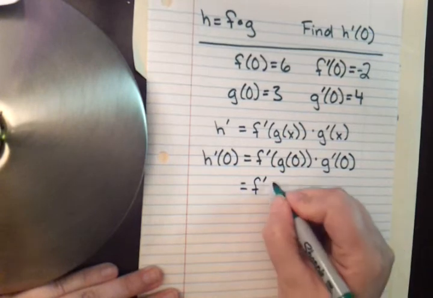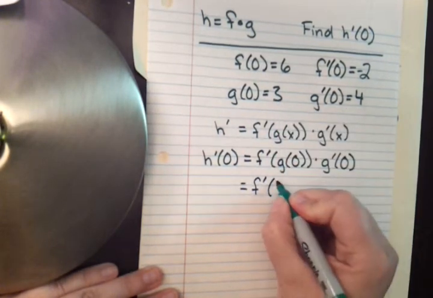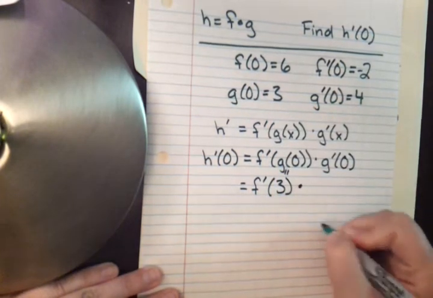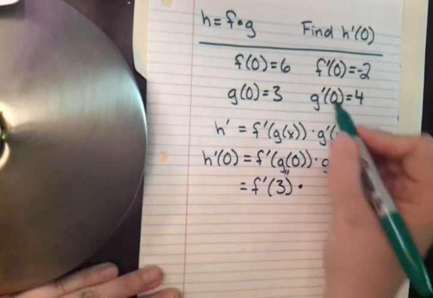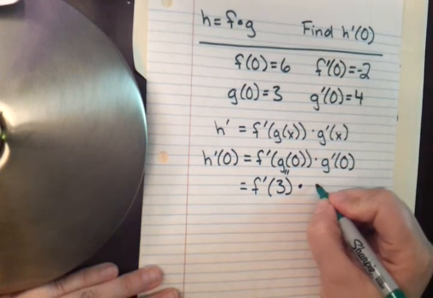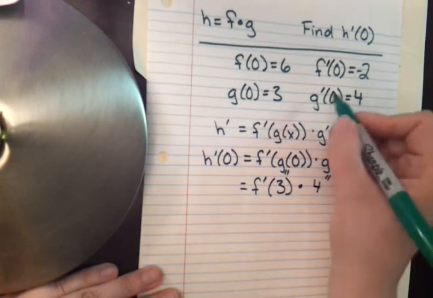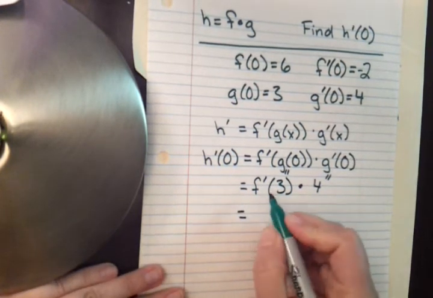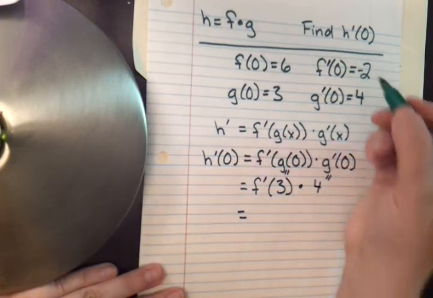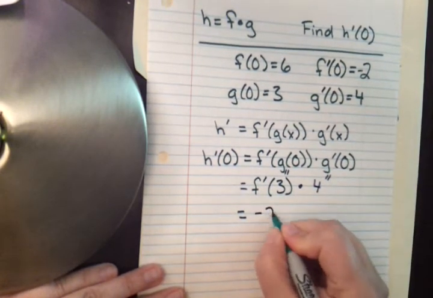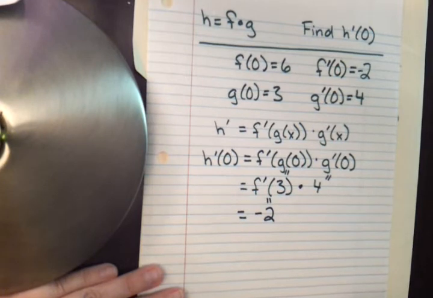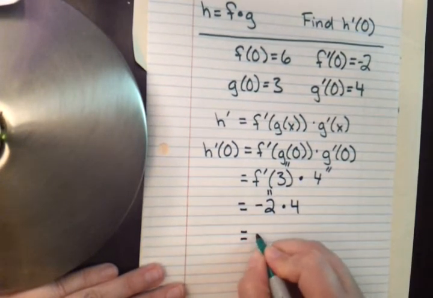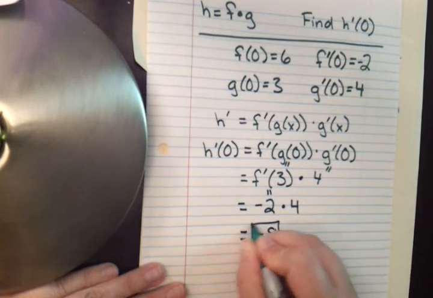Okay, still don't know what this is, but I do know that g of 0 is 3. So these two things are equal because it said so up here. Then we're going to multiply this times g prime of 0. Well, g prime of 0 is 4. I know that because it said that they were equal up here. Now, do I have anything else I can fill in? Well, I sure do. Here's f prime of 3. F prime of 3, they told me, is -2. So I'm just going to fill in that -2. Those two are completely equal to each other. And I'm going to multiply that times 4, and I'm going to get -8, and that's my answer.